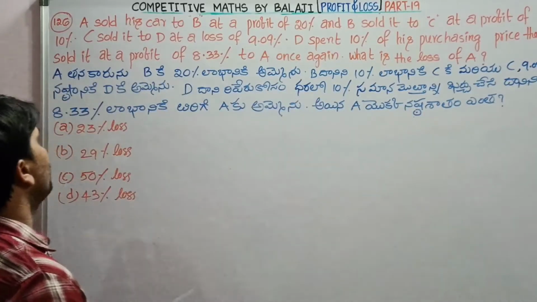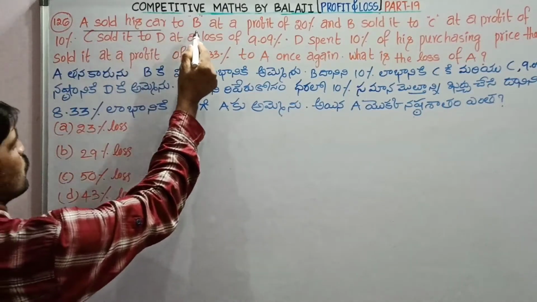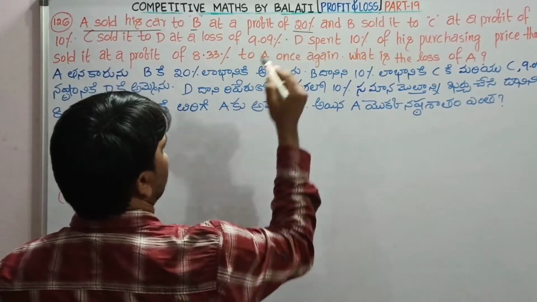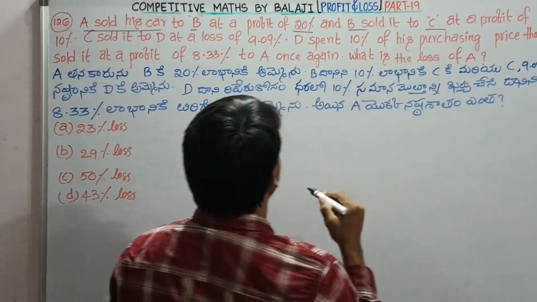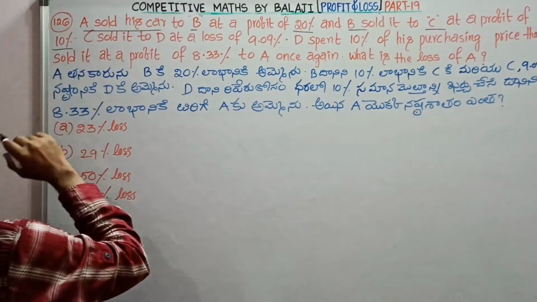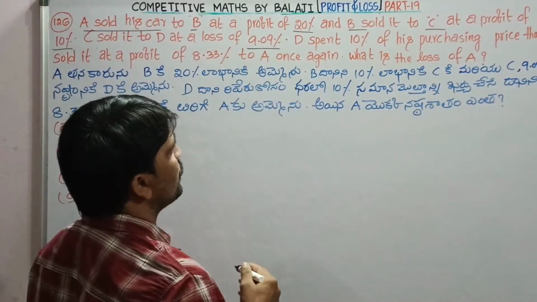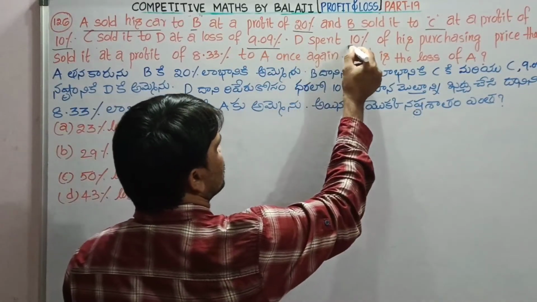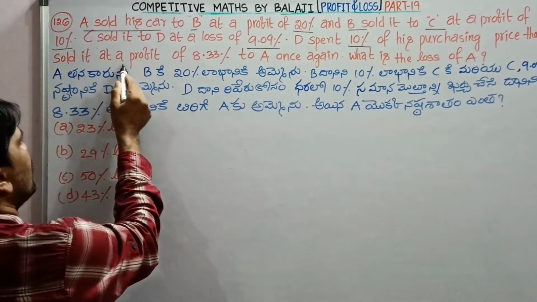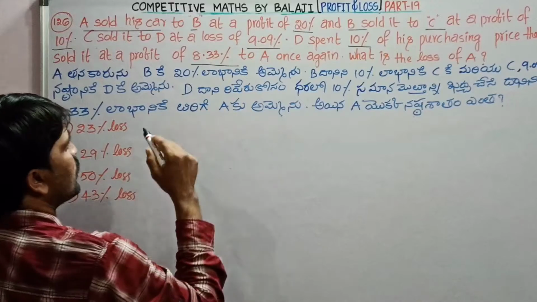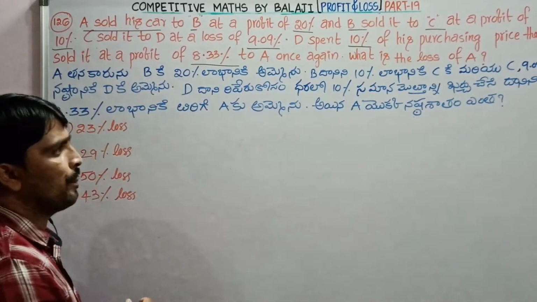Question number 126. A sold his car to B at a profit of 20% and B sold it to C at a profit of 10%. C sold it to D at a loss of 9.09%. D spent 10% of his purchasing price, then sold it at a profit of 8.33% to A once again. What is the loss of A?